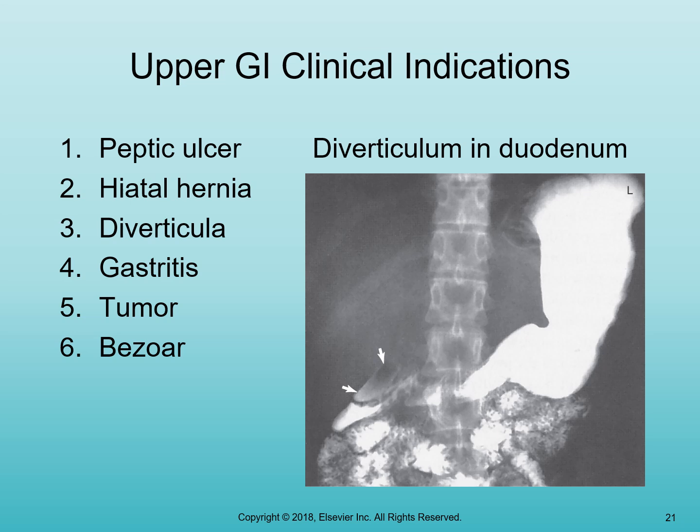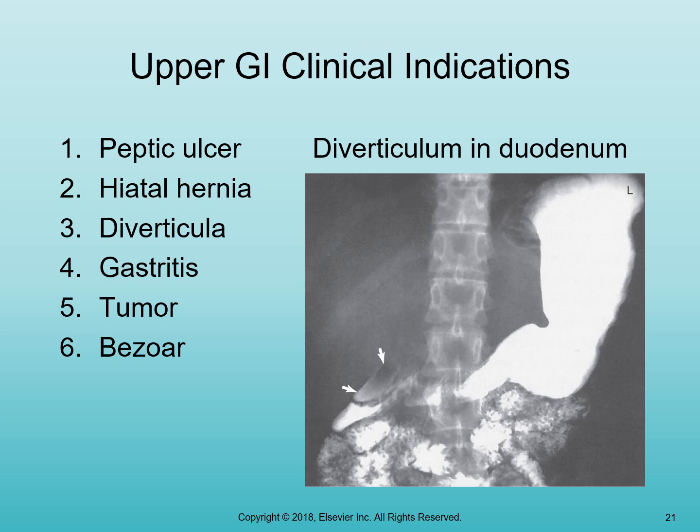Some clinical indications for an upper GI. So these are all listed in your chapter. These are your pathologies, so they reference you. The patient could have a peptic ulcer. They could have a hiatal hernia. They could have diverticula, which are outpouchings of the intestinal wall or of the stomach.